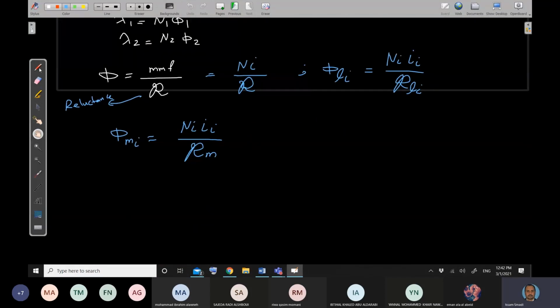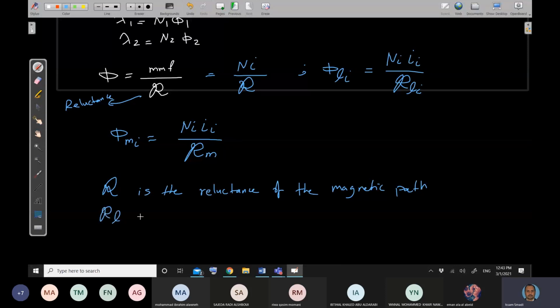So now let's define in general the reluctance. This one is called the reluctance of the magnetic path. So this will be the reluctance of the leakage path, and Rm is the reluctance of the magnetizing path.